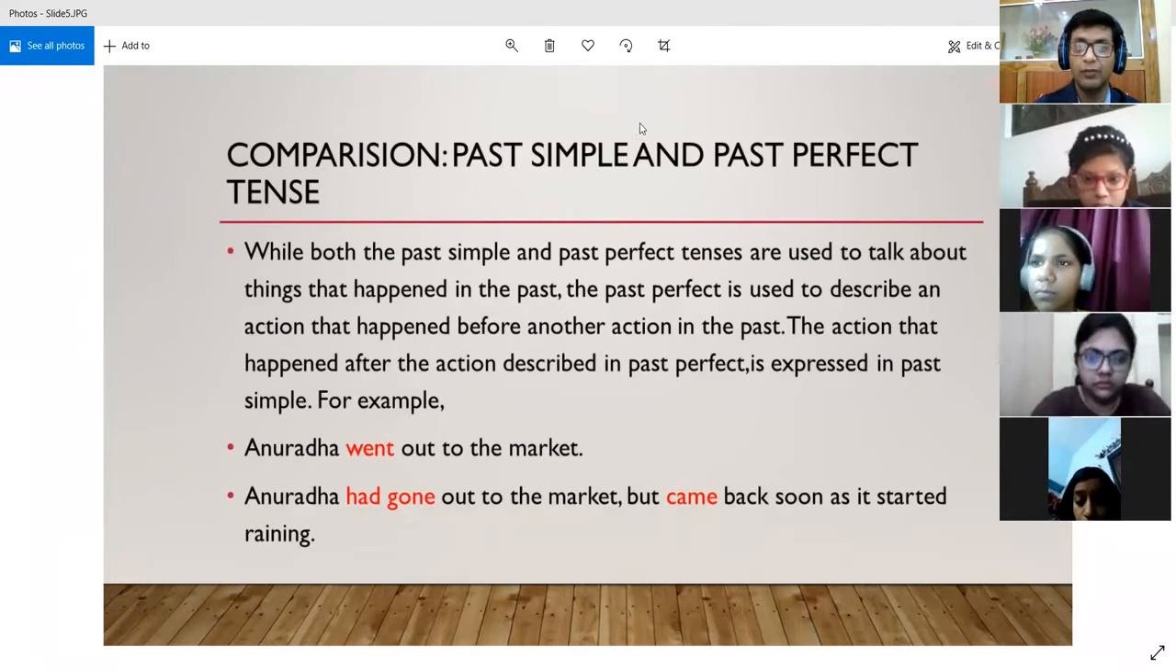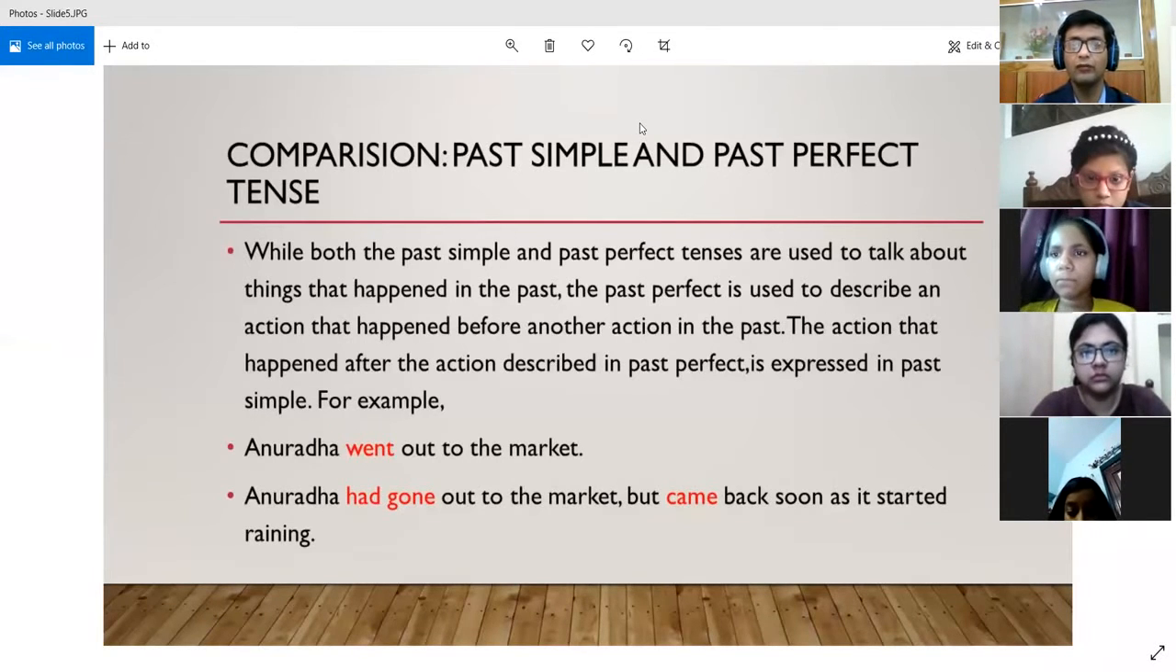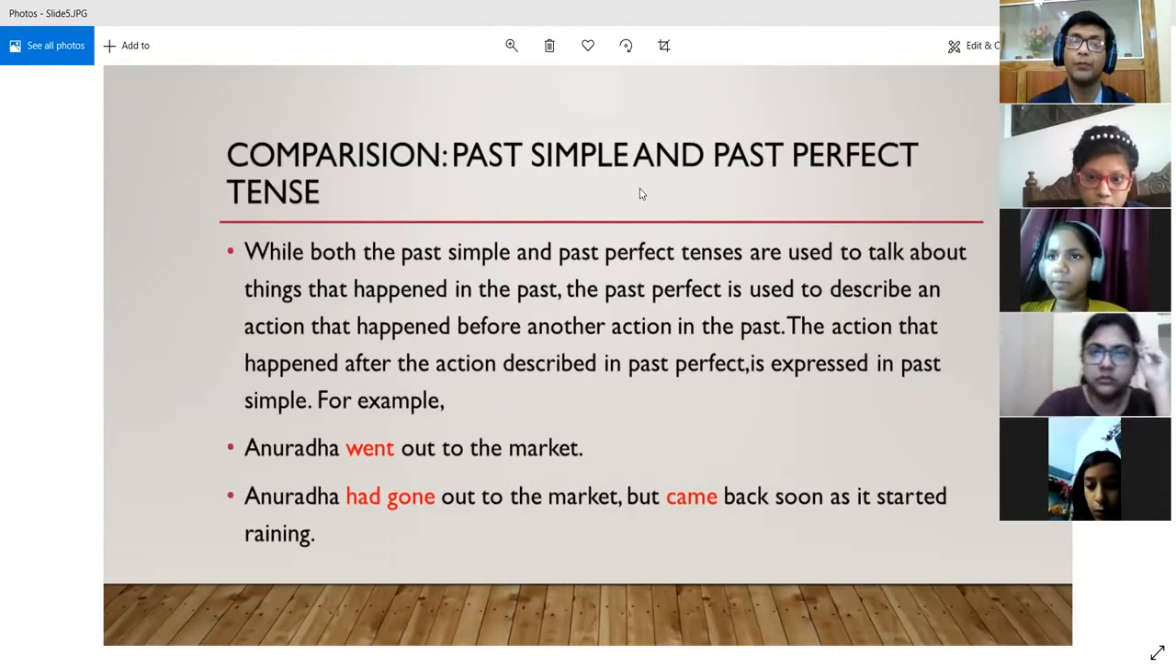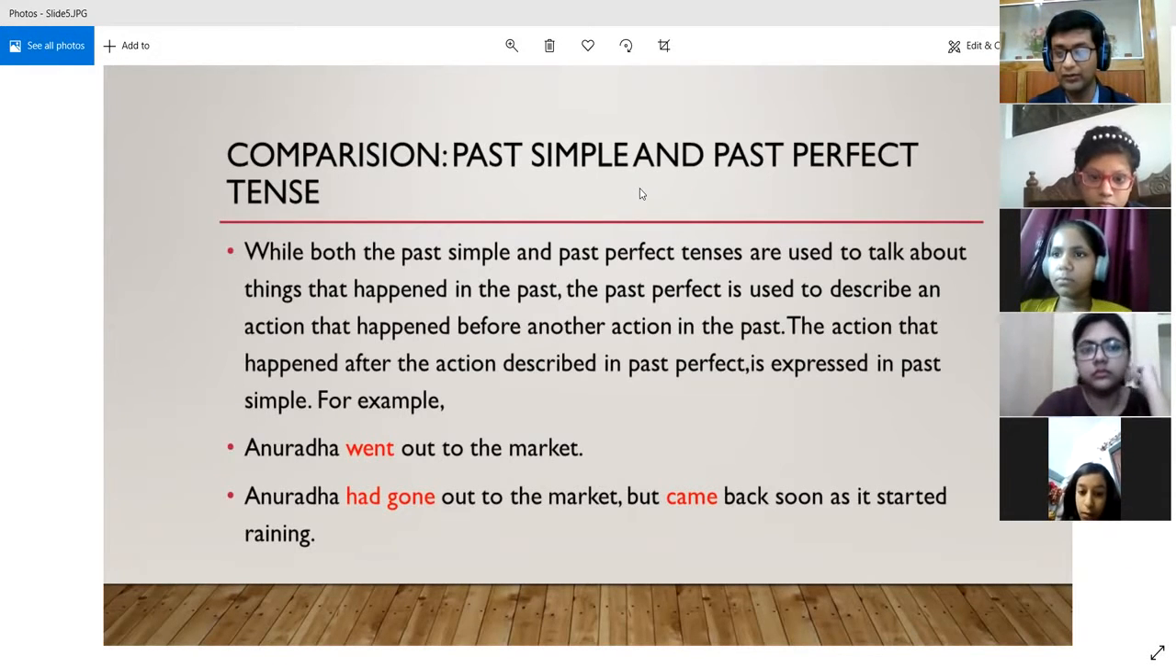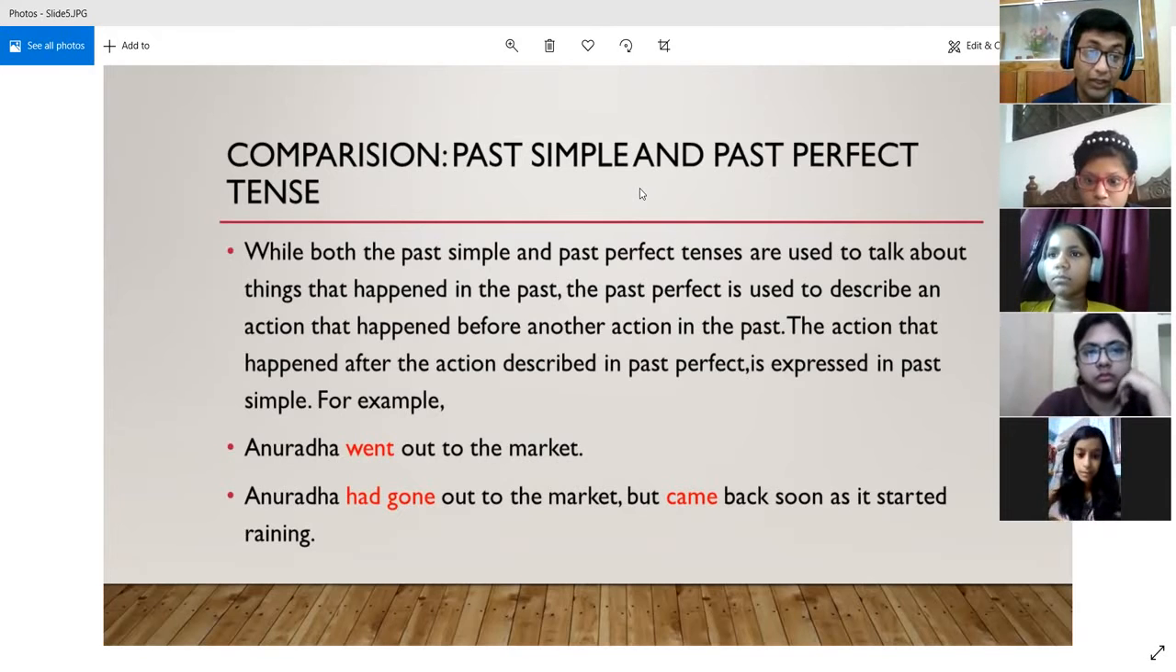So when we mention two actions of the past in the same sentence, then we use the past perfect tense for the action that happened first. And when we want to report just a simple action of the past, then we use the past simple tense. You will clear your doubts from the example.